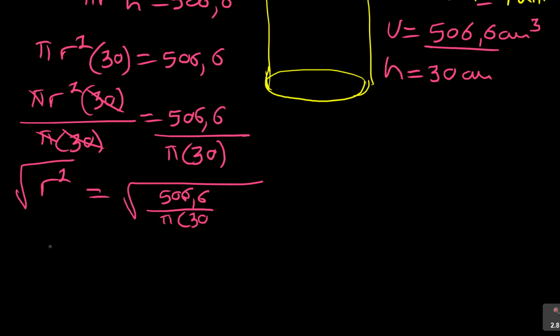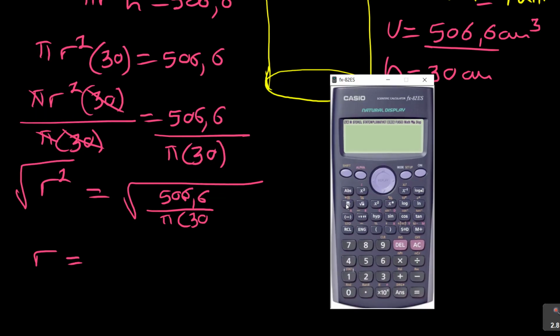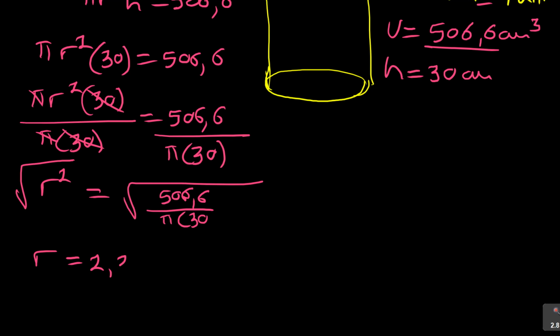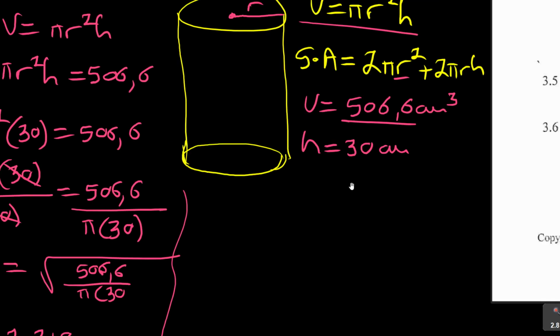Then from there we have r is equal to the square root of 506.6 over shift pi, bracket, and 30. Close the bracket. So it's 2.318 centimeters. Alright, then from there, what do they say?